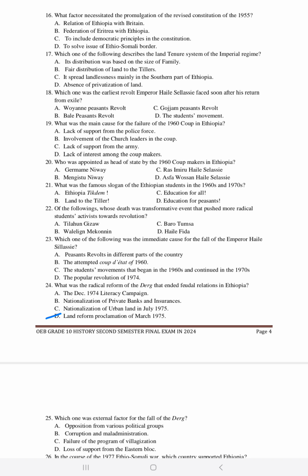A. Opposition from various political groups. No, this is internal. B. Corruption and maladministration. Maladministration is especially internal. C. Failure of the program of villagization. No, this is internal. D. Loss of support from external blocs. D is external. So the external factor for the fall of the Derg was the loss of support, especially from Russia and Eastern European countries.